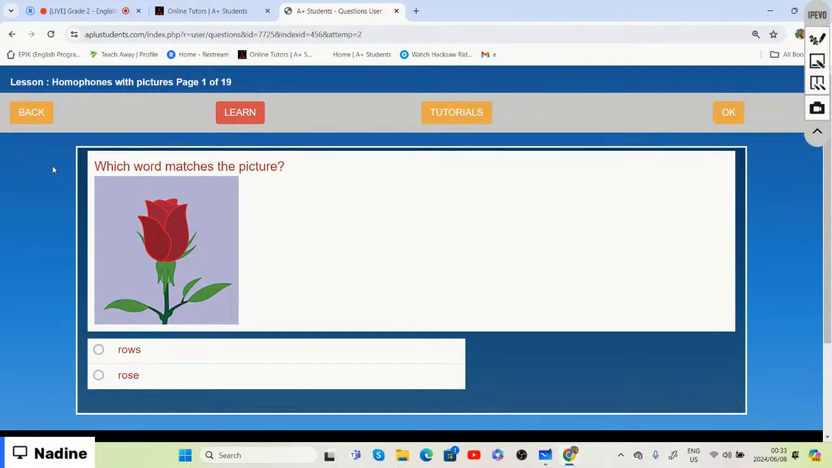And then the second one is rose, right? Which is a flower that is given. Rose. And this is also a homophone. Words are the same sound, but the meanings and spellings are different.